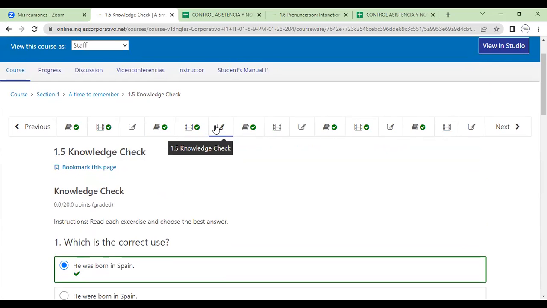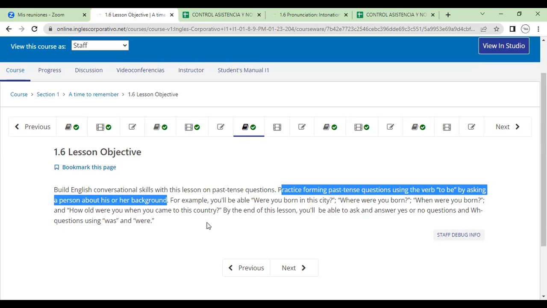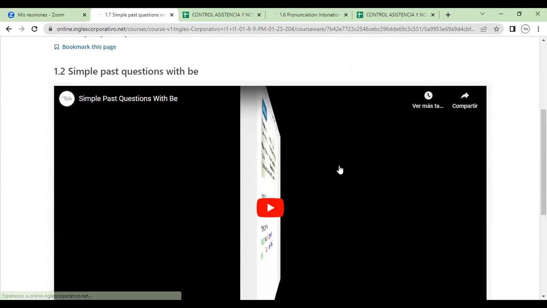So that means that we can move on. Now, over here, we have something else, right? We're going to go over this lesson, okay? But in this case, we're going to see some questions. We're going to practice forming past tense questions using the verb to be, asking a person about his or her background. For example, you'll be able to provide information about the place you were born, in the city or in this country, for example. Okay, let's move on. You see, you are very smart people.